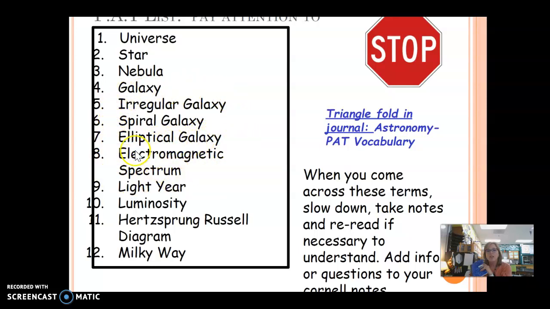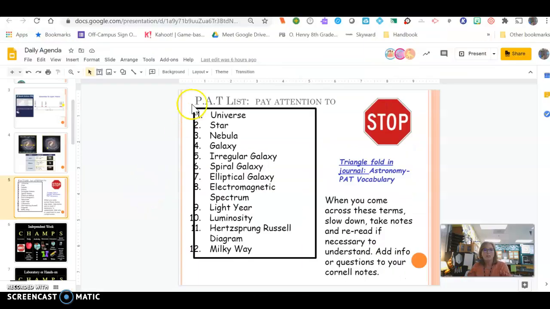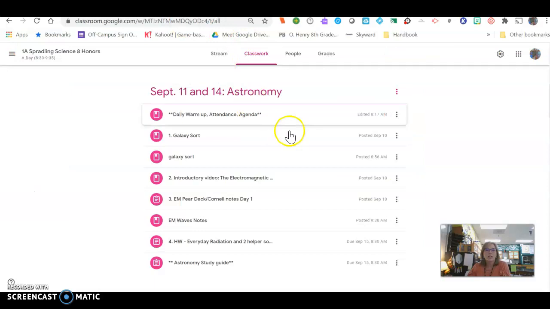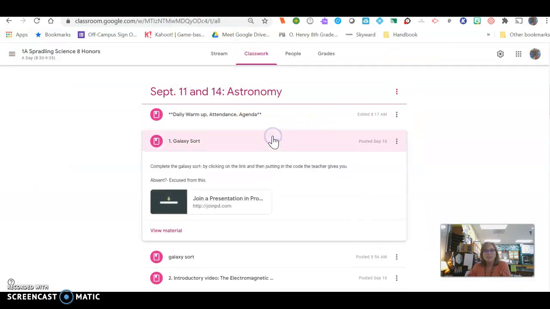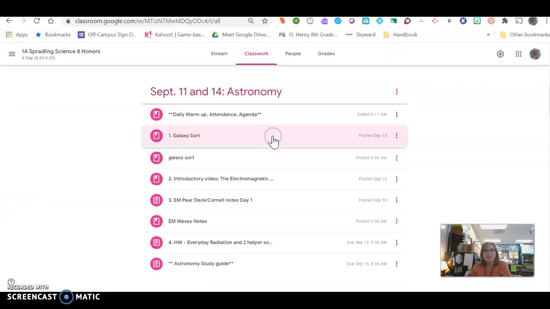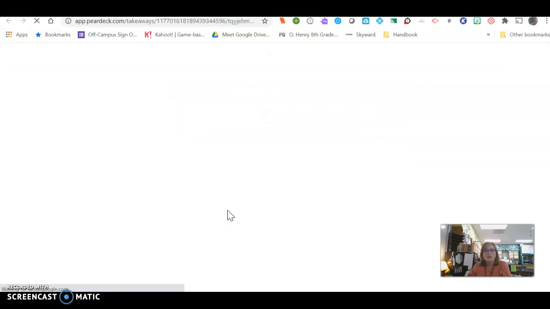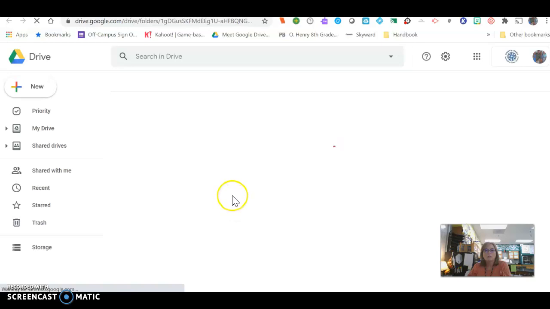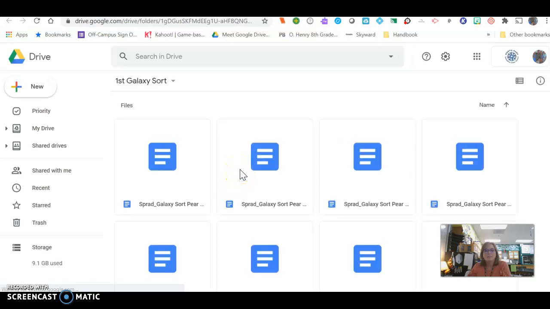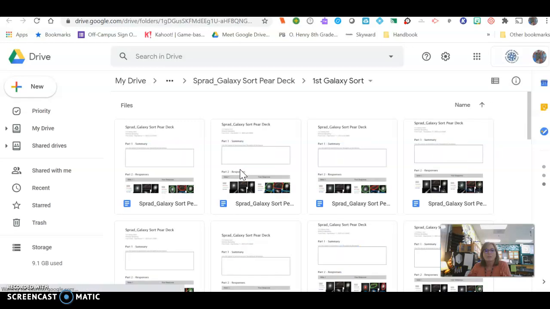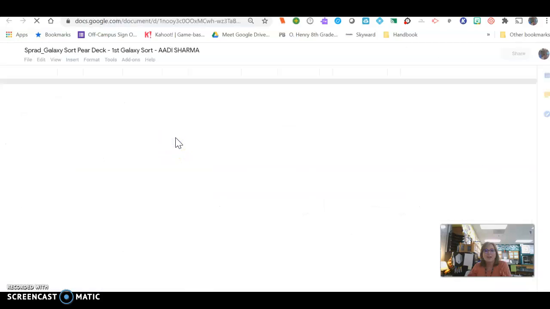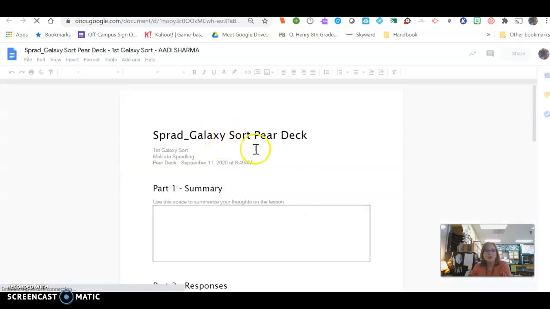Today we're going to focus on that electromagnetic spectrum. So let's go back to Google Classroom. We did a galaxy sort in Pear Deck. A lot of the people got takeaways from these, so if you have your takeaway, I'm just going to show you what that looks like because you were not here.